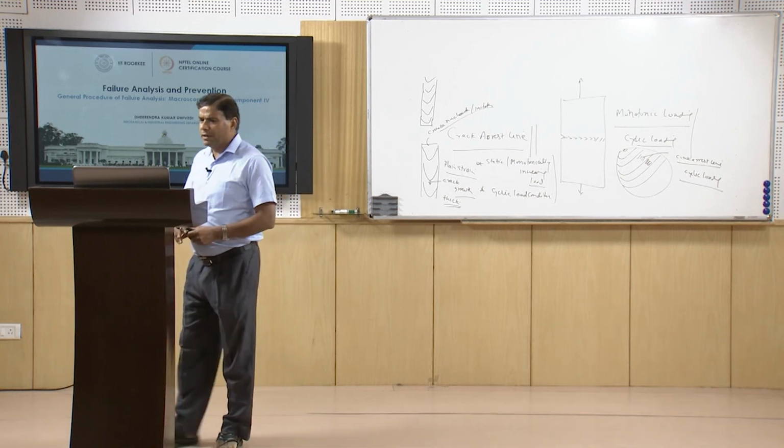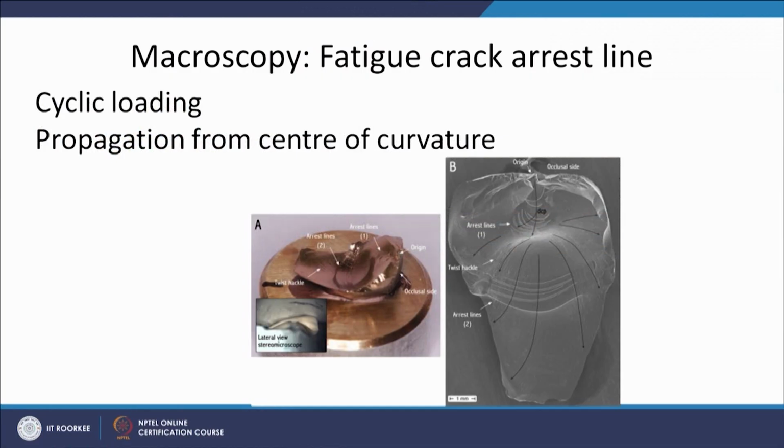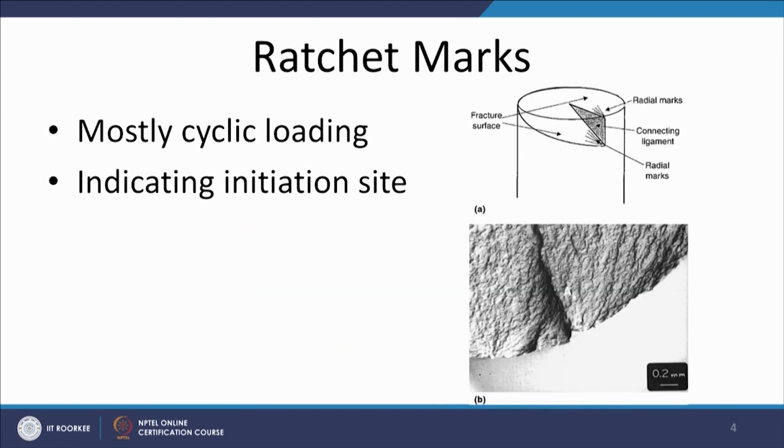So, this is what we can see in this diagram also. It shows that there are a number of crack arrest lines in this component which has failed. Similarly, there are a number of crack arrest lines, and they are also indicating the direction in which the crack has grown, and the origin is somewhere here from where all these have initiated. So, all these concentric circular lines indicate the presence of the crack arrest marks on the fracture surface.